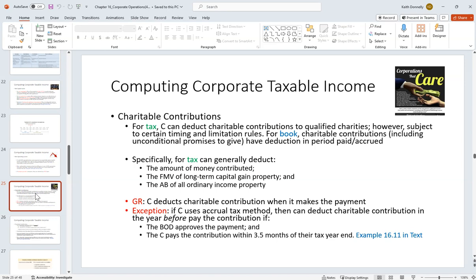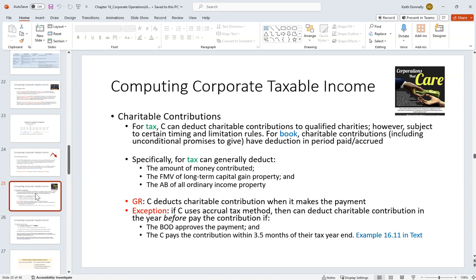On tax, things can be a little bit different, because we have some things that can depart from that rule. So first off, when you're valuing the amount of the charitable contribution for tax, you have to look at what you're giving. If it's money, it's the amount of money. If you're giving long-term capital gain property, we're going to value it at the fair market value. If you're giving ordinary income property, we're going to value it at your adjusted basis.